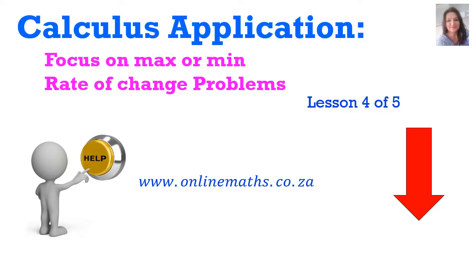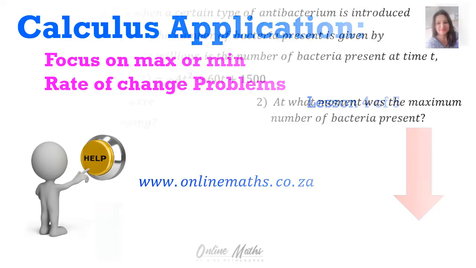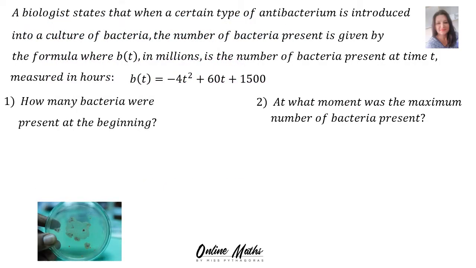Let's start with the maths. Example 1. A biologist states that when a certain type of antibacterium is introduced into a culture of bacteria, the number of bacteria present is given by the formula B of T in millions, is the number of bacteria present, T time measured in hours. And then I give you the equation there.